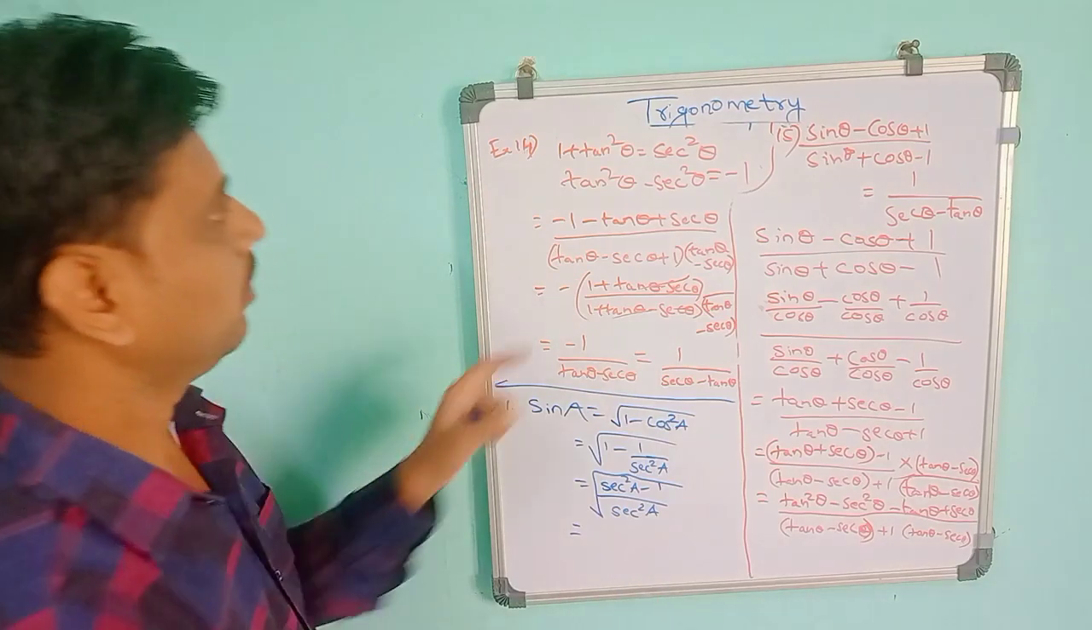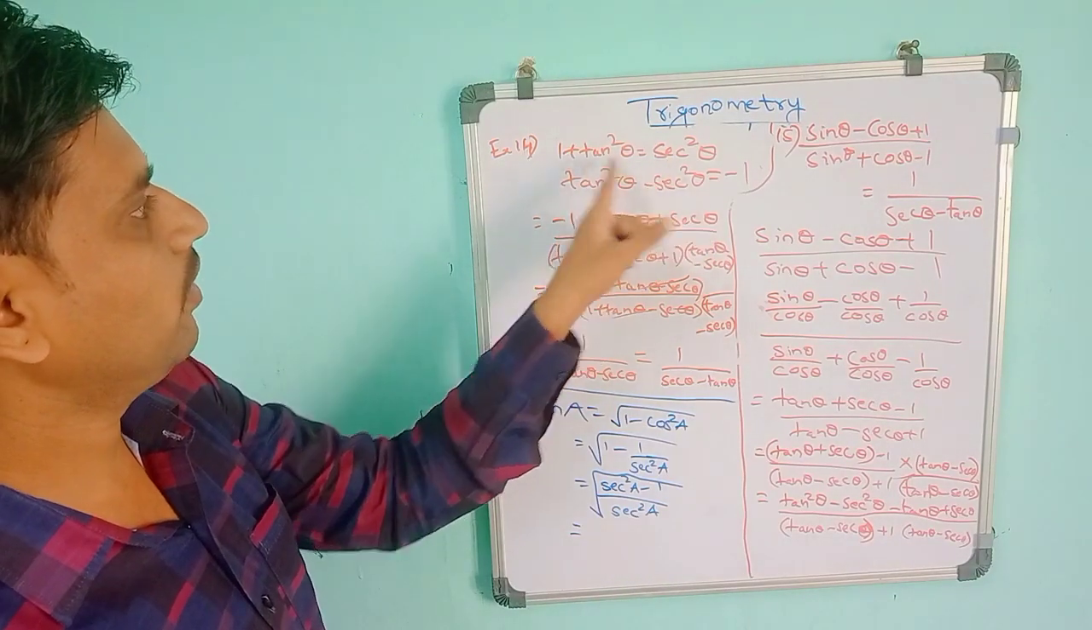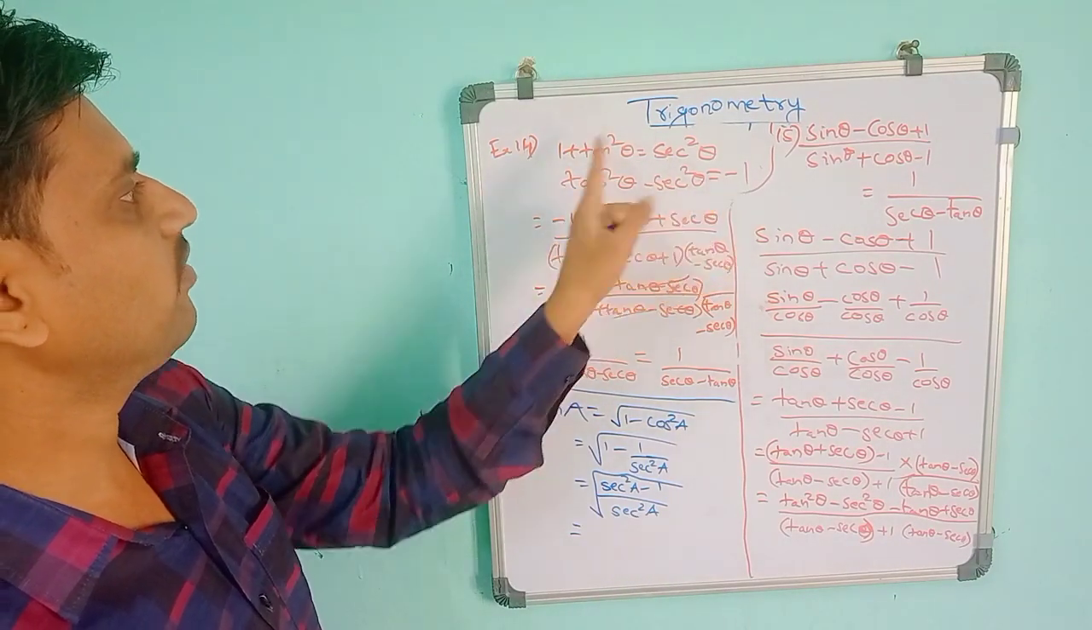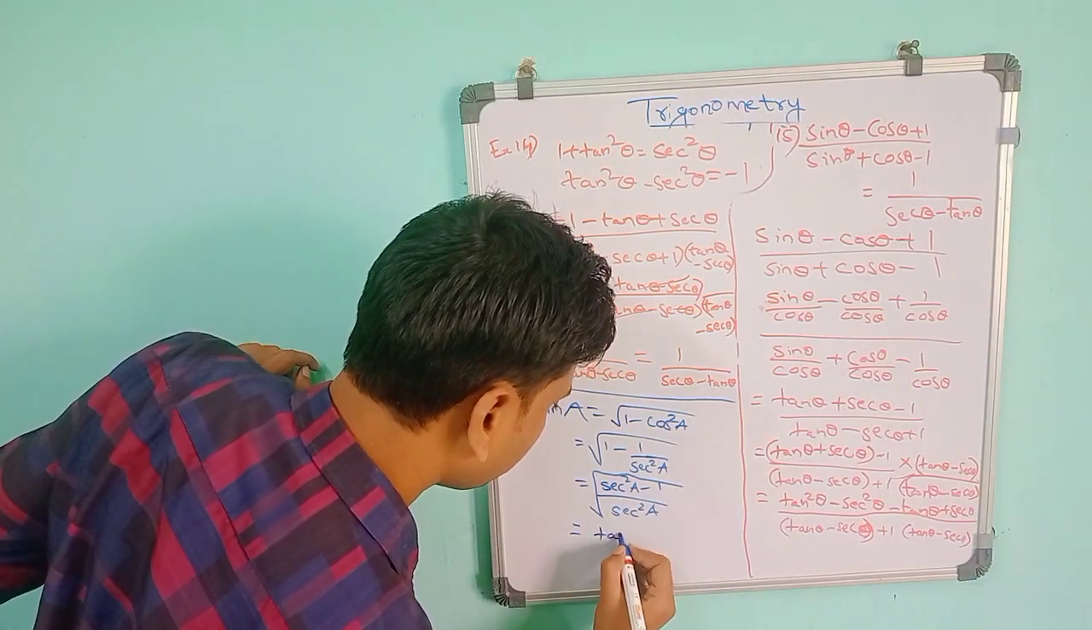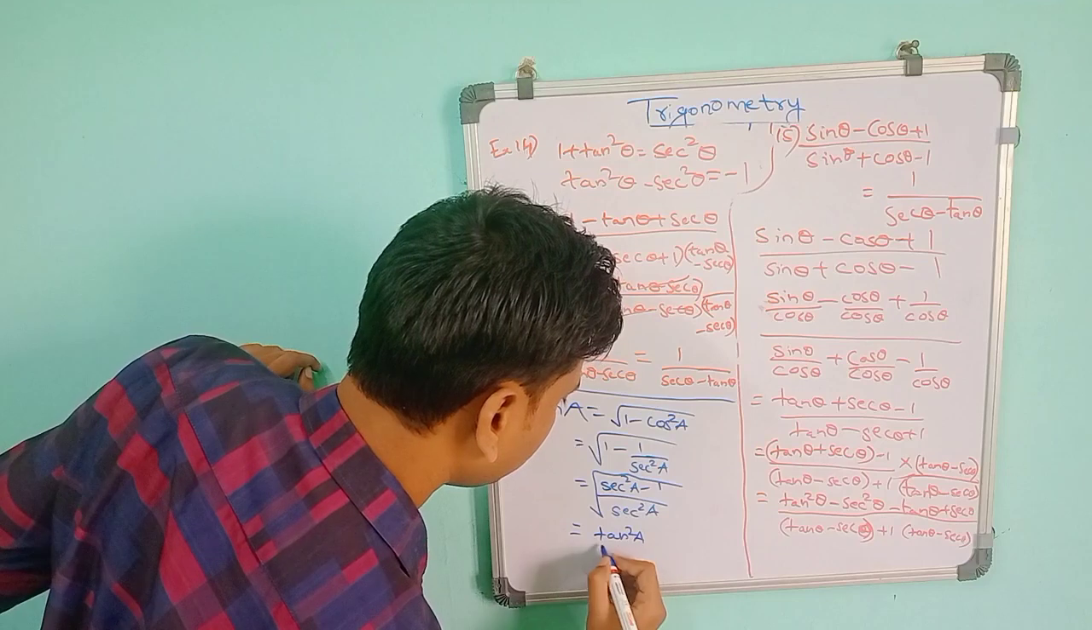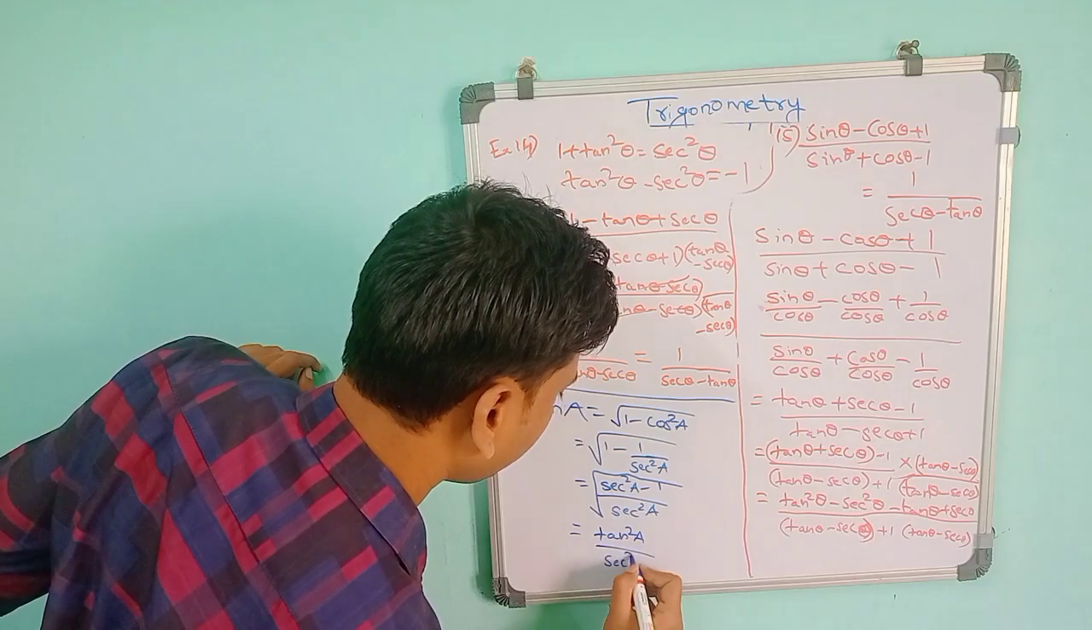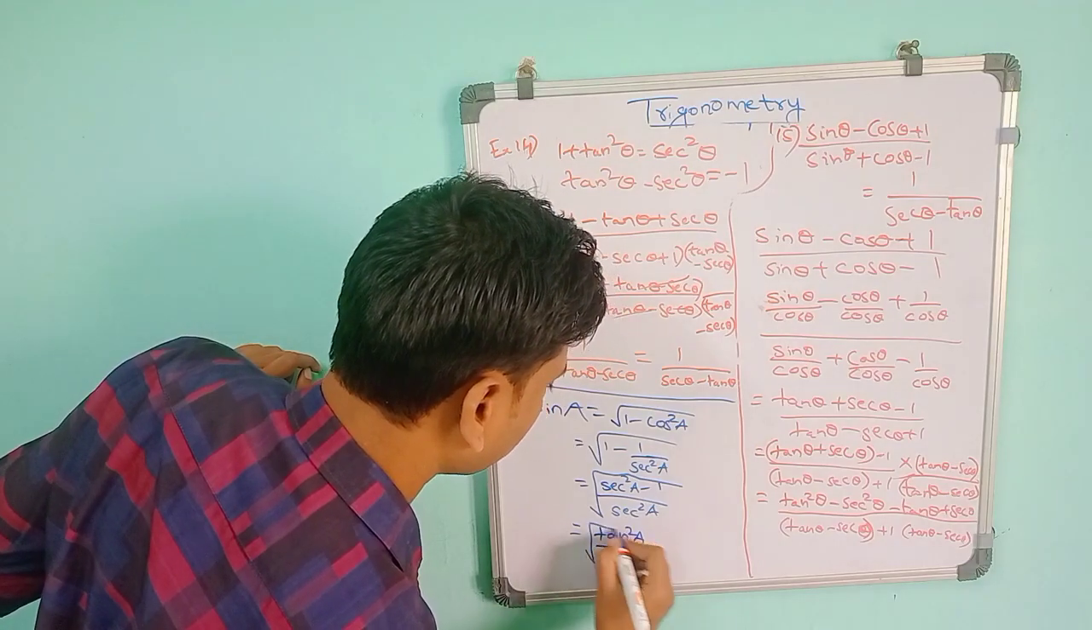If you see this, sec square A minus 1, it comes to the other side, remaining is tan square A. So tan square A divided by sec square A, whole root.